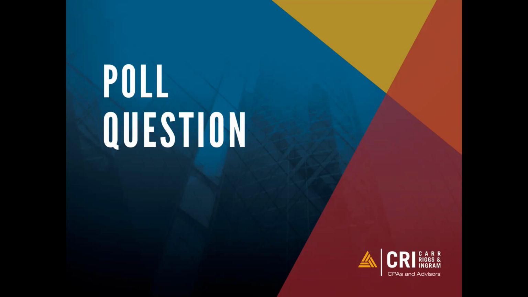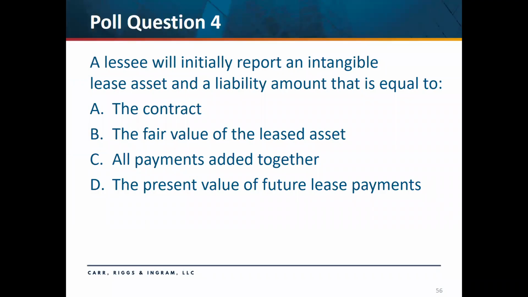Awesome. And here is polling question number 4. And this reads, a lessee will initially report an intangible lease asset and a liability amount that is equal to, is it the contract, the fair value of the leased asset, all payments added together, or the present value of future lease payments?